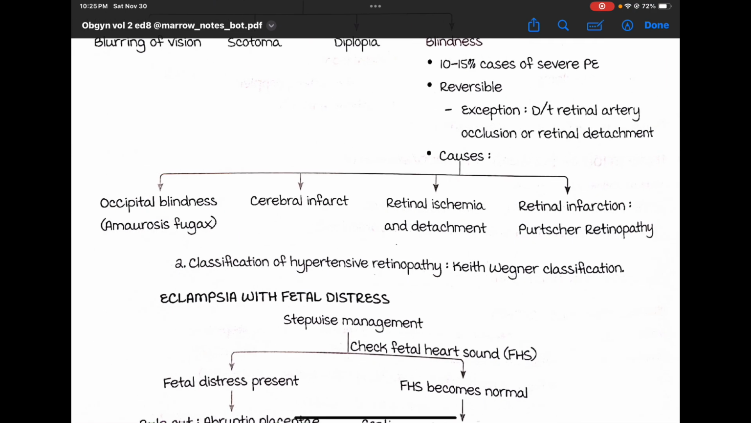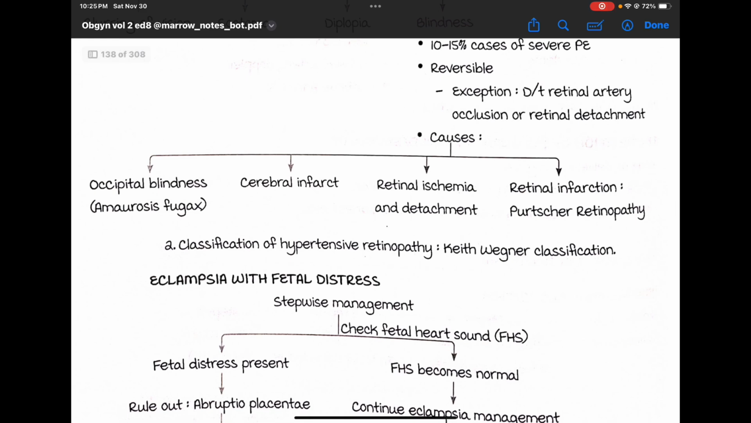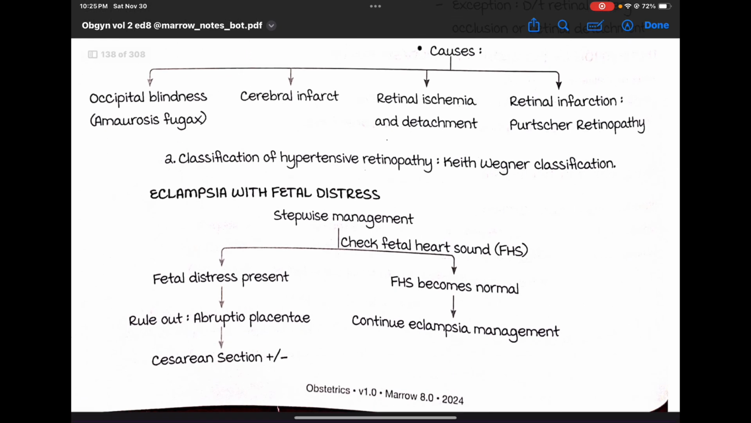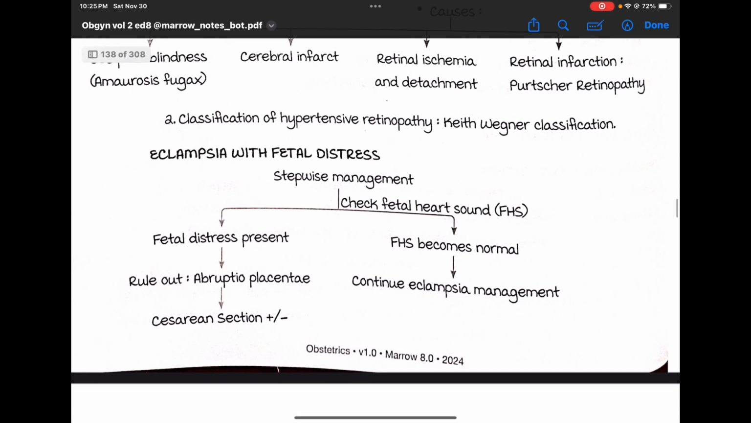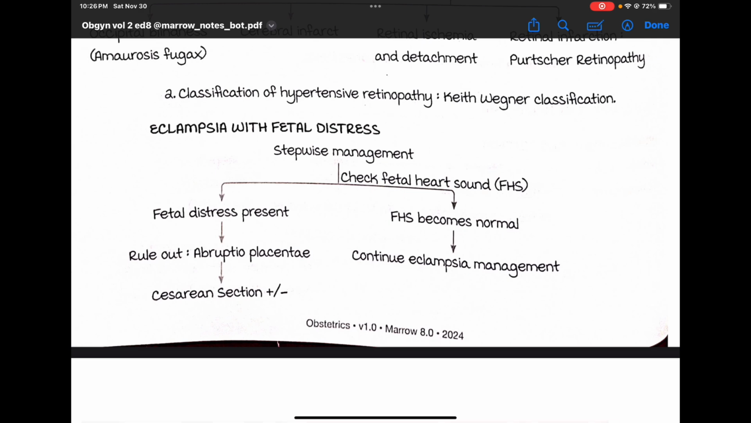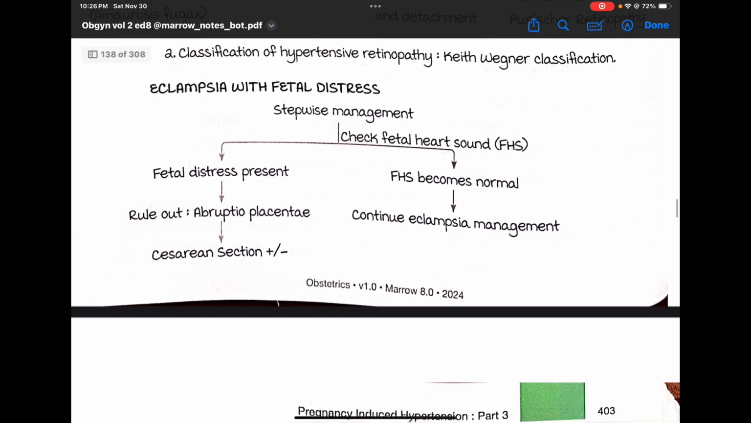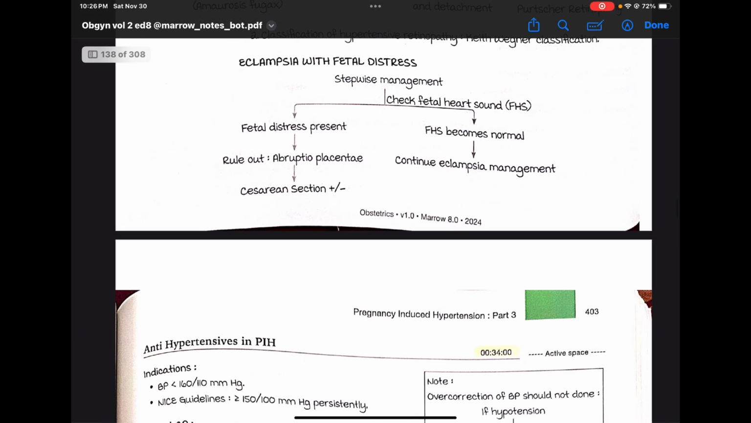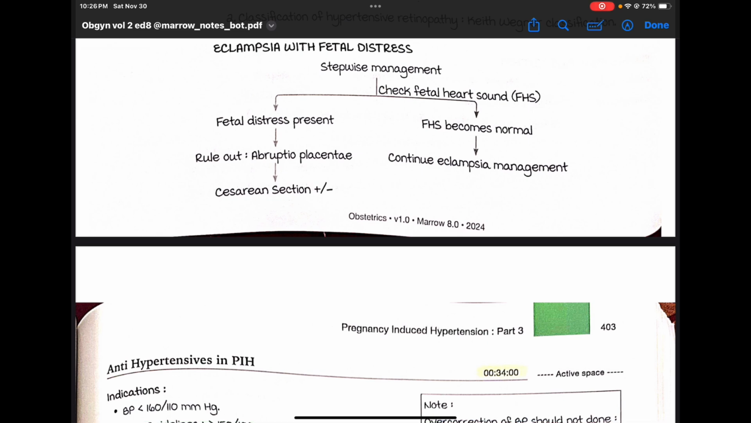Eclampsia with fetal distress: stepwise management. Check fetal heart sound. If fetal distress is present, rule out abruptio placentae, and do caesarean section plus or minus. If fetal heart sound becomes normal, continue eclampsia management.